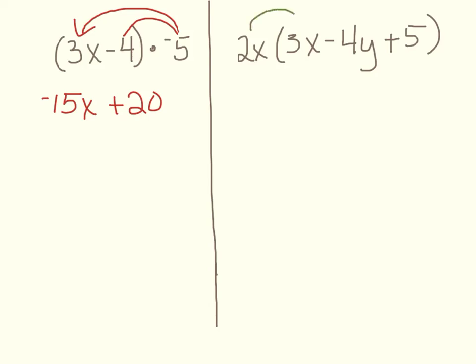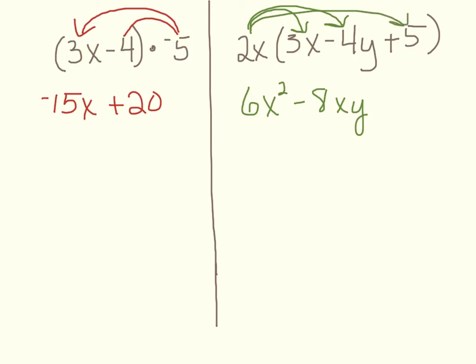I have 2x times 3x, which is 6x squared. And then I will say 2x times negative 4y. Well, that's negative 8xy. And then finally, I have 2x times positive 5, which is positive 10x, so I have plus 10x. Now, because these are all unlike terms, there is no more simplification needed. This would be the answer.